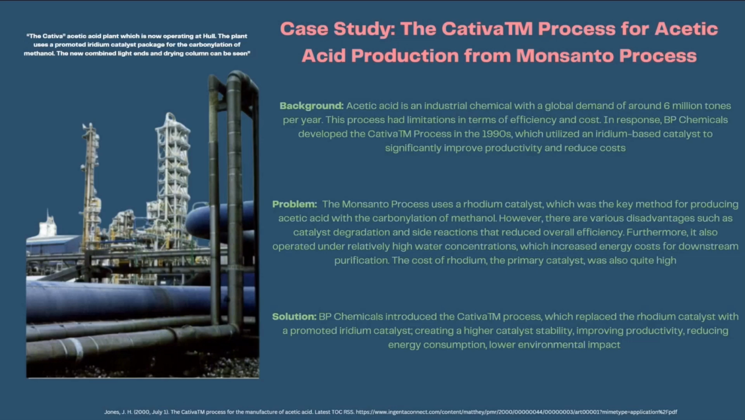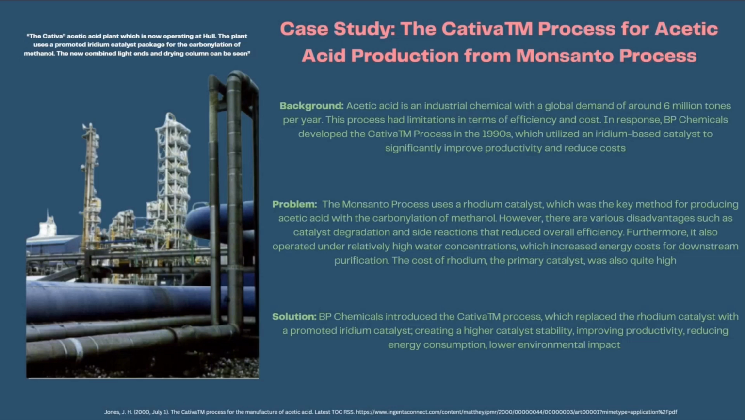and reduce costs. The problem: the Monsanto process used a rhodium catalyst, which was the key method for producing acetic acid with the carbonylation of methanol. However, there are various disadvantages, such as catalyst degradation and side reactions that reduce overall efficiency. Furthermore, it also operated under relatively high water concentration, which increased energy costs for downstream purification. Also, the cost of rhodium, which was the main catalyst, was quite high.